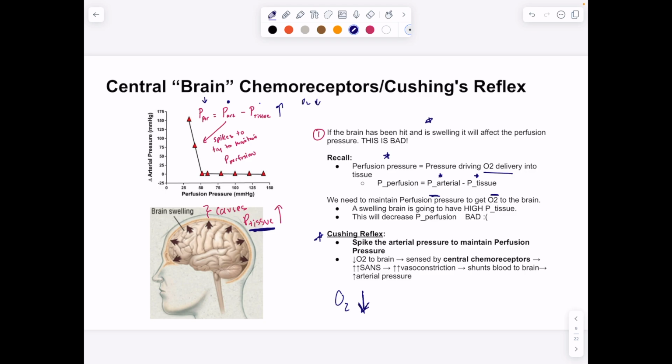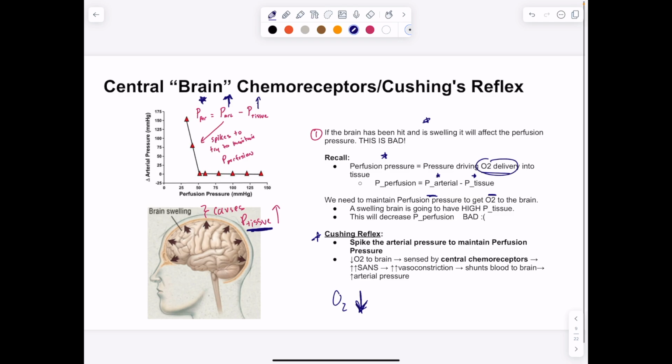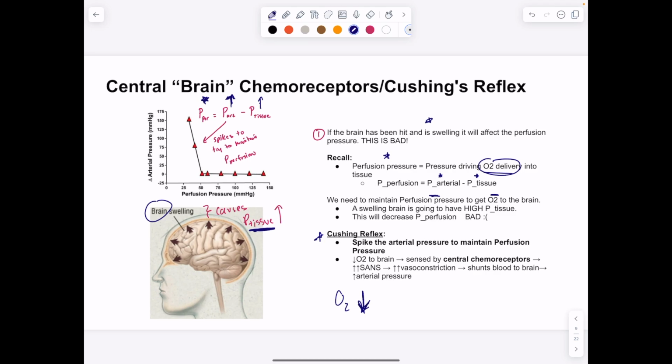Cushing's reflex is meant to fix this. How does it go about fixing this? Well, we've sensed that there's a problem: we're not getting enough oxygen to the brain. So we're going to spike the arterial pressure to try to maintain the perfusion pressure. If P tissue has gone up, we need to increase the arterial pressure to maintain perfusion pressure such that O2 can be delivered to the brain. All right, so not that bad. O2 is sensed by our central chemoreceptors, you stimulate the central nervous system to vasoconstriction, and the net result is you're going to get blood to the brain by maintaining our perfusion pressure.